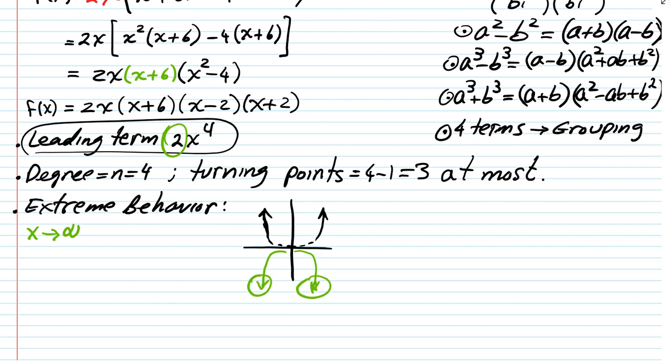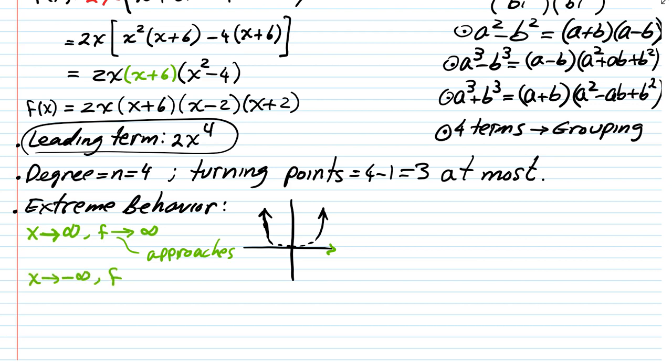So for this work, you only look whether the leading coefficient is positive or negative. If it's positive, just ignore it. If it's negative, reflect the graph. As x goes to infinity, x gets very large, the function approaches infinity. That's what this arrow means, by the way. Think of this as the word approaches. As x approaches negative infinity, the function approaches infinity. All right, so we managed to do the extreme behavior as well, the end behavior.